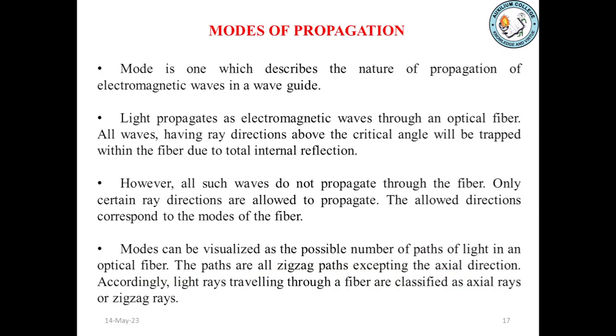Modes of propagation. Mode is one which describes the nature of propagation of electromagnetic waves in a waveguide. Light propagates as electromagnetic waves through an optical fiber. All waves having any directions above the critical angle will be trapped within the fiber due to total internal reflection. However, all such waves do not propagate through the fiber. Only certain ray directions are allowed to propagate. The allowed directions correspond to the modes of the fiber. Modes can be visualized as the possible number of paths of light in an optical fiber. The paths are all zigzag paths except the axial direction. Accordingly, light rays traveling through a fiber are classified as axial rays, zigzag rays or skew rays.